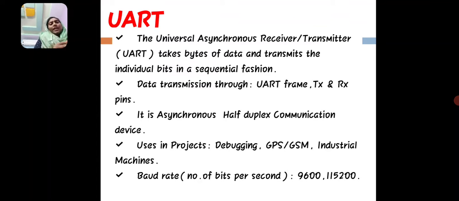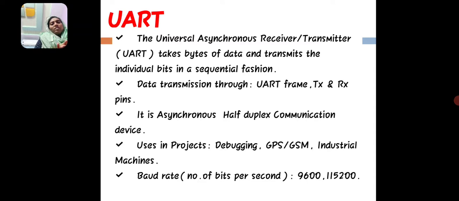So there are three types of communication. Simplex, half duplex and full duplex. Simplex is only one way communication. So if we want to send the data, we can send the data, but we cannot receive the data. So only one way communication.